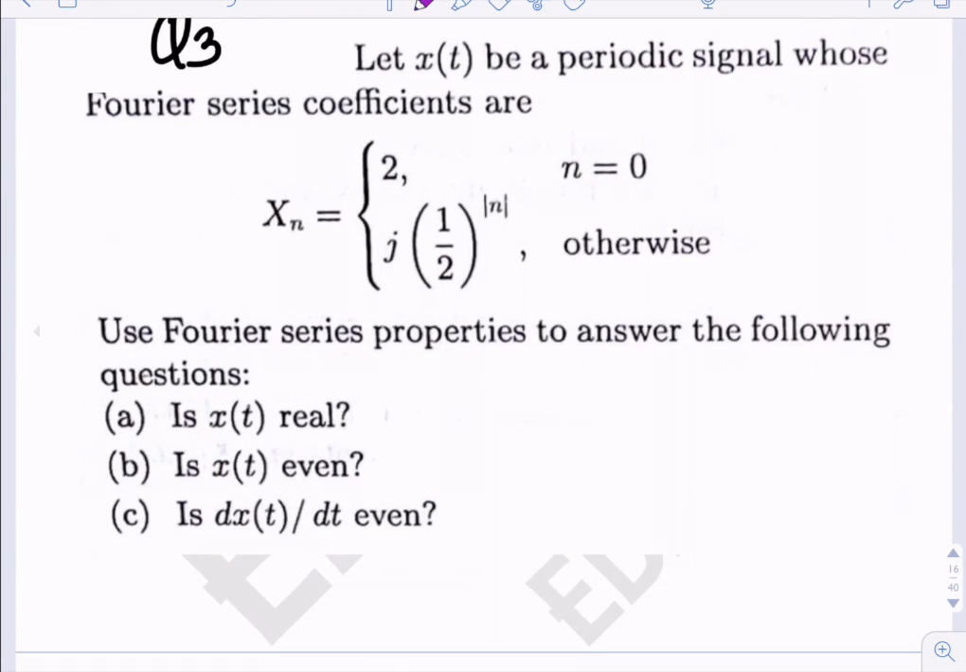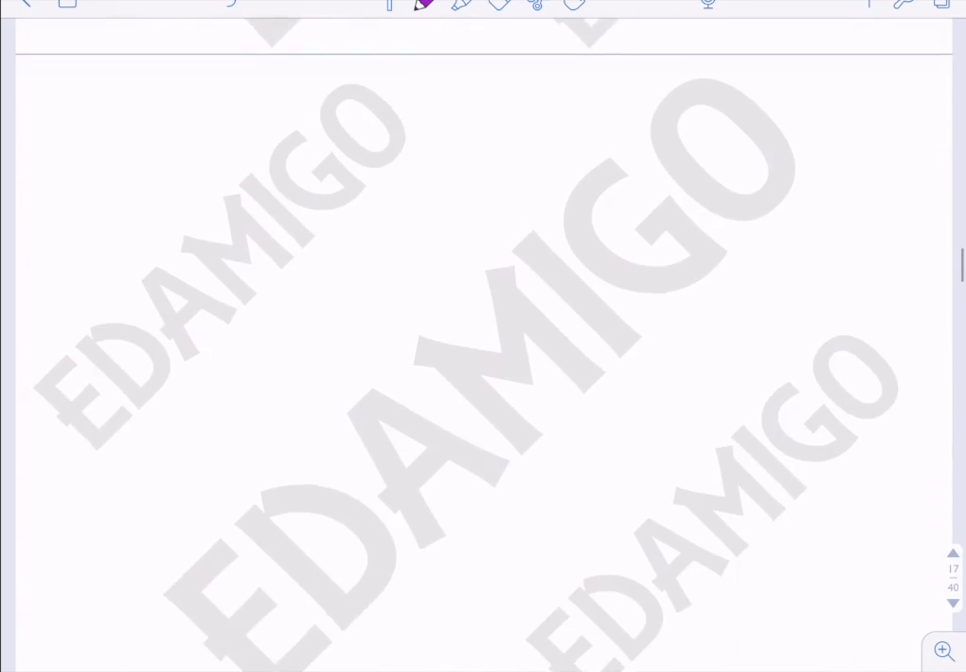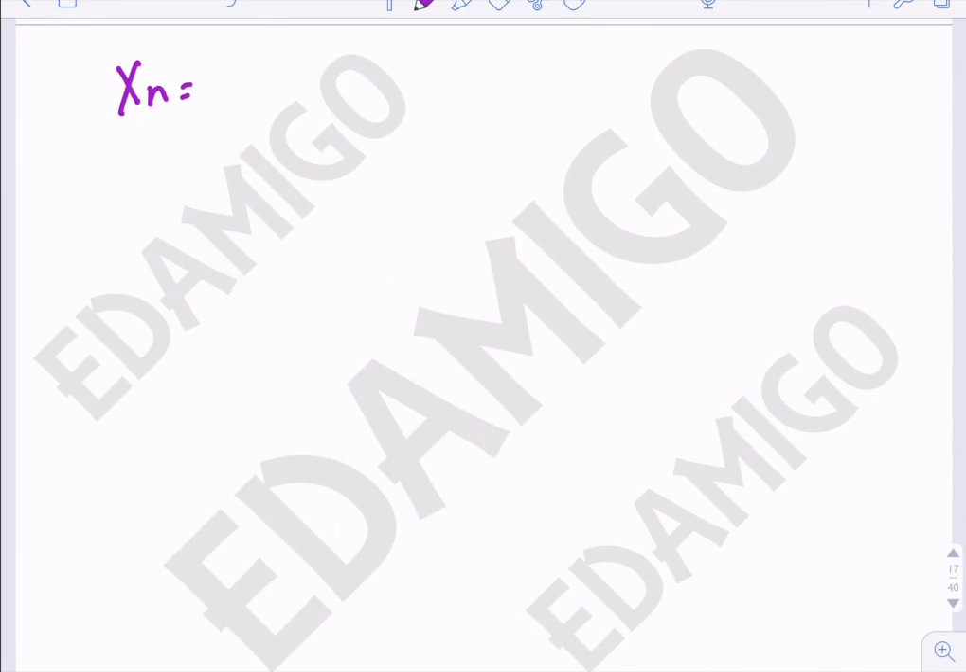Now let's solve the third problem. This will also help you in revising all the properties of the continuous time Fourier series. Now x(t) is a periodic signal whose exponential Fourier series coefficients x_n are given to us as: x_n equals 2 j (1/2)^|n| for n equals 0, and 0 otherwise.